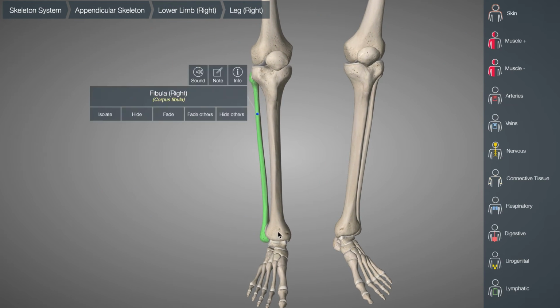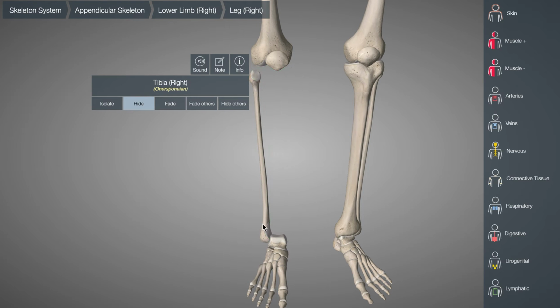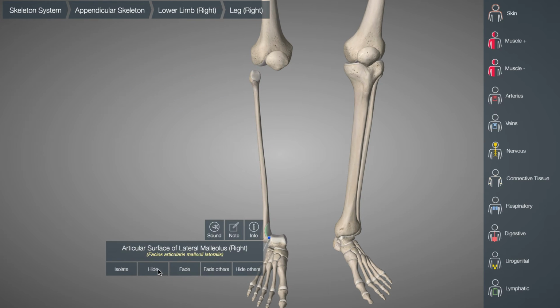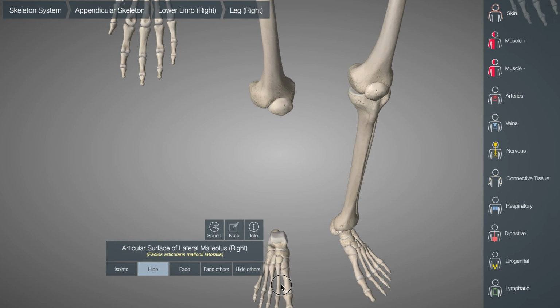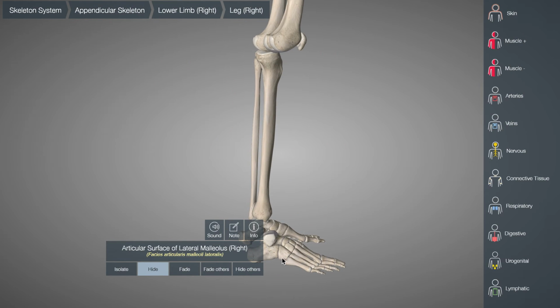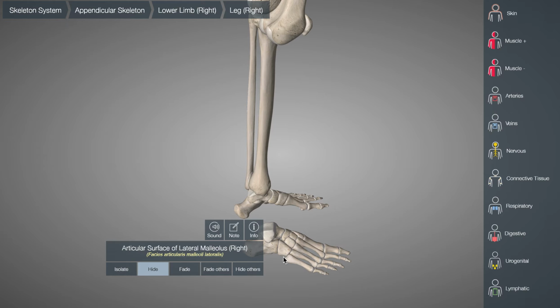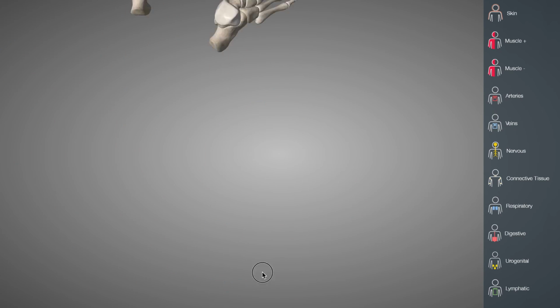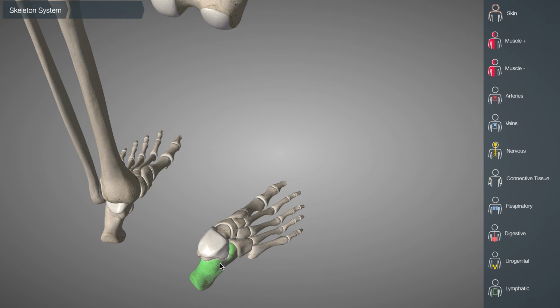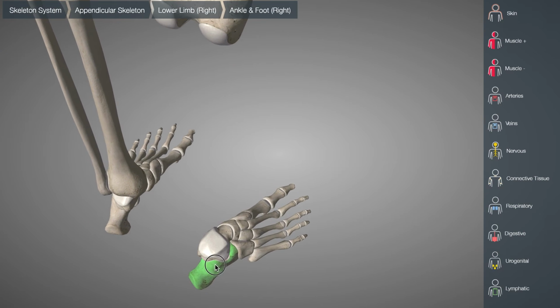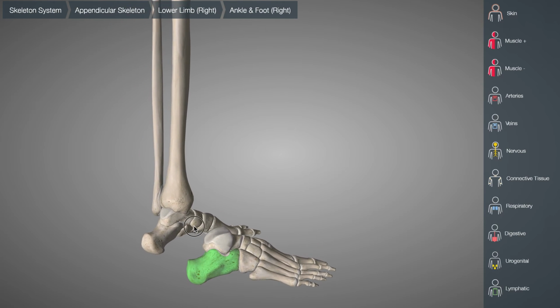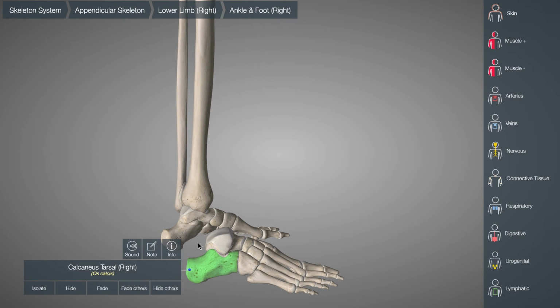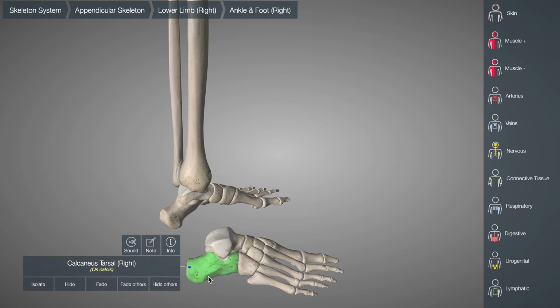Let's go ahead and take away these guys. And the feet are quite intricate, but everything fits really nicely together. So that's a really neat thing about it. Okay, there we go. So this big bone right over here is called the calcaneus. All right, so these are homologous to the carpals. These are all the tarsals.